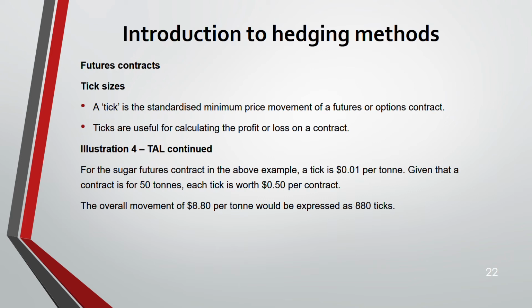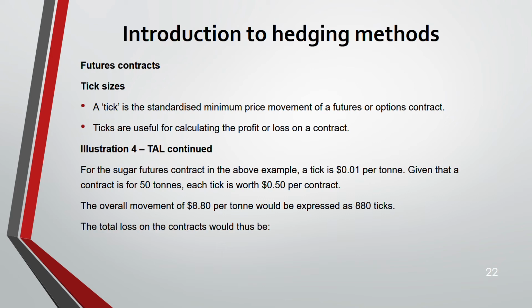880 ticks, how? One tick is equal to 0.01. You need to multiply it by 100 all the time. So 8.8 multiplied by 100, that's how you get the total number of ticks. 880 ticks. 8.8 into 100 is 880 ticks. It's always like that. You need to multiply by 100.